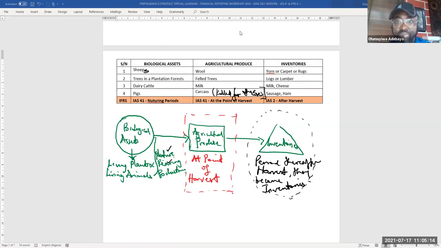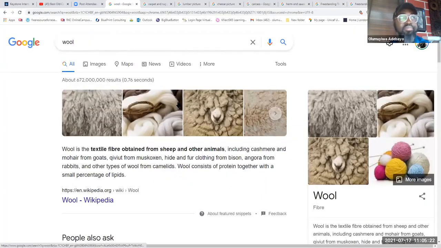This is what you take off the sheep. Can you see it? This is what you take off the sheep. These are the wool. Thereafter, the wool can turn to inventory where you have further processed it into an item that can be sold outrightly in that manner. And in that case, it has turned to rugs and the likes.